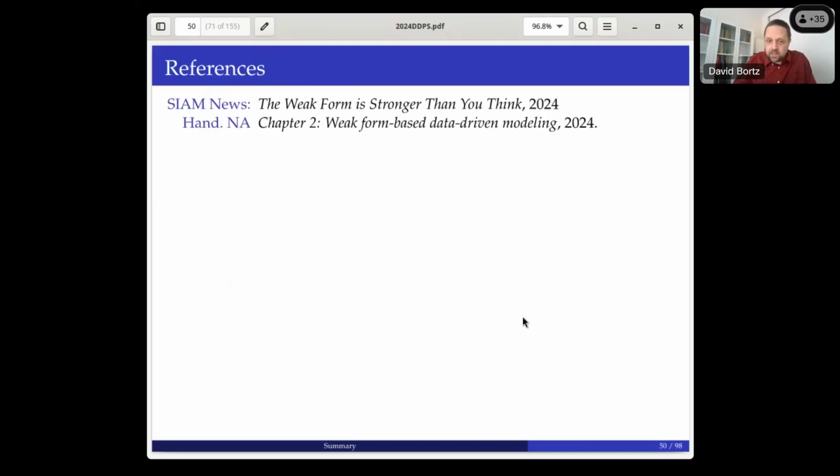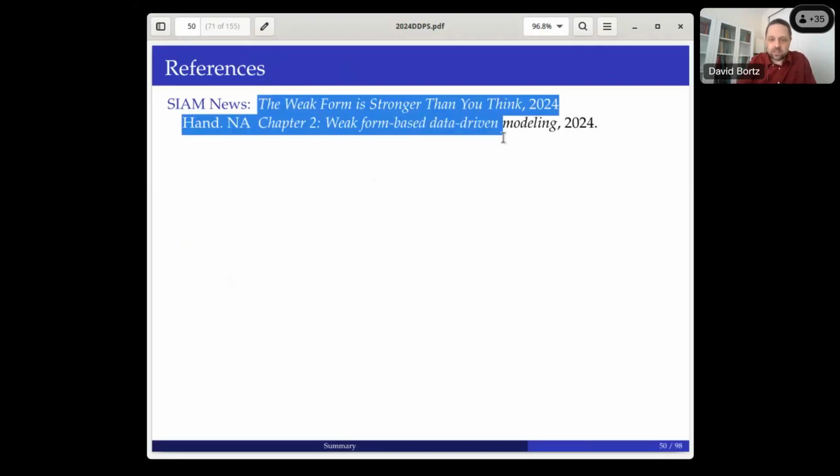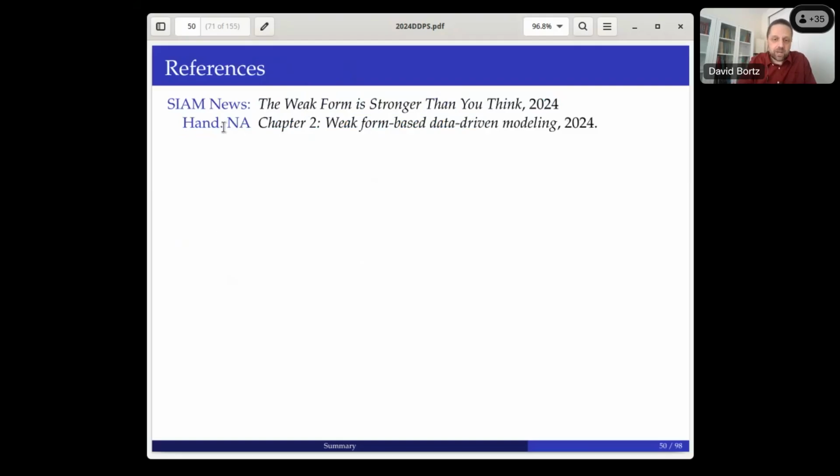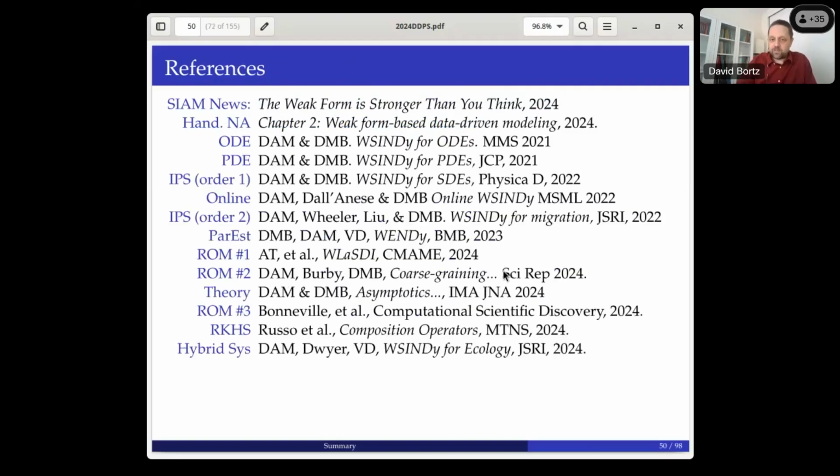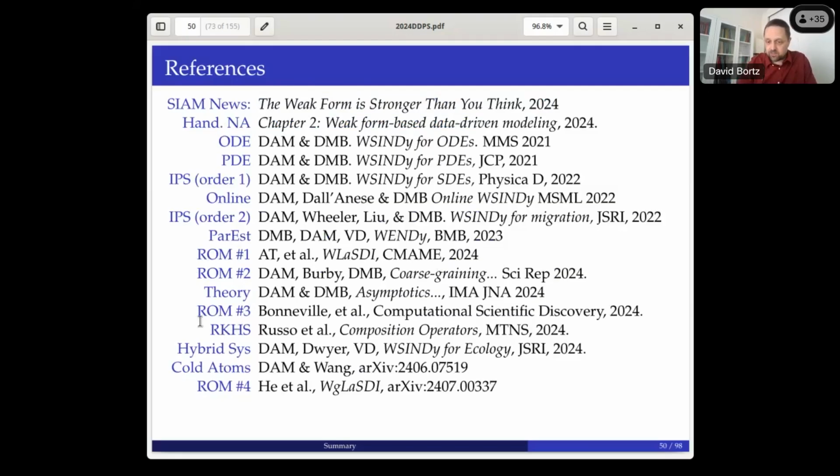And then just the references that we have here. If you want the 30,000 foot view of this, there's the SIAM News article. We have a chapter in the Handbook of Numerical Analysis that goes into more of the technical details. This is what we've managed to put out there with ODEs, PDEs, interacting particle systems, online learning, parameter estimation, reduced order models. It's really been quite productive for us to look at from this point of view. And then there have been some more recent proposals.